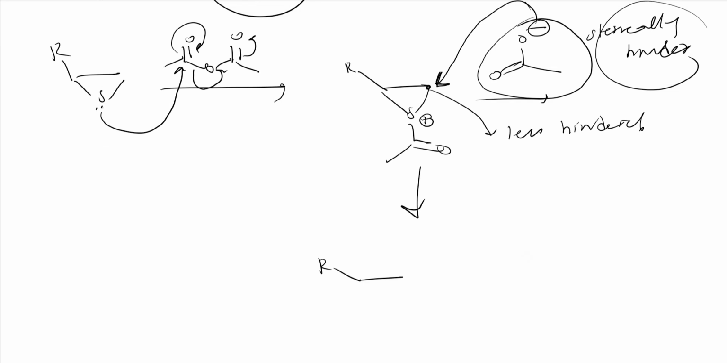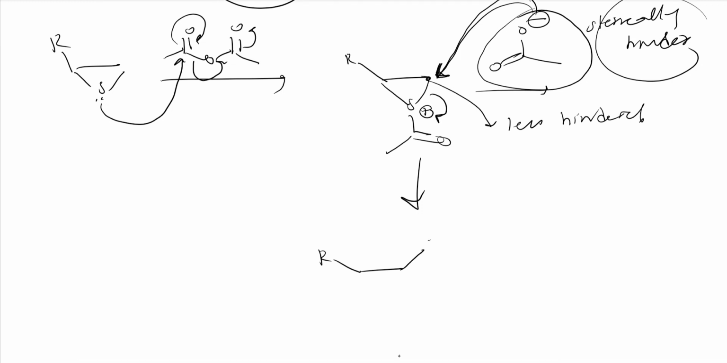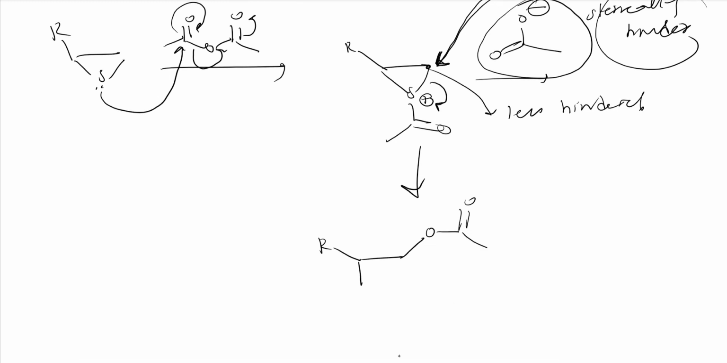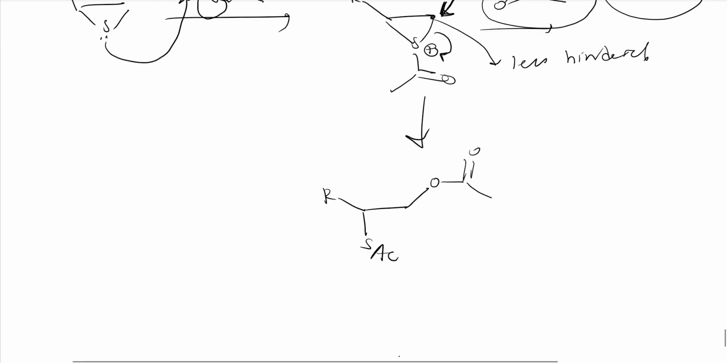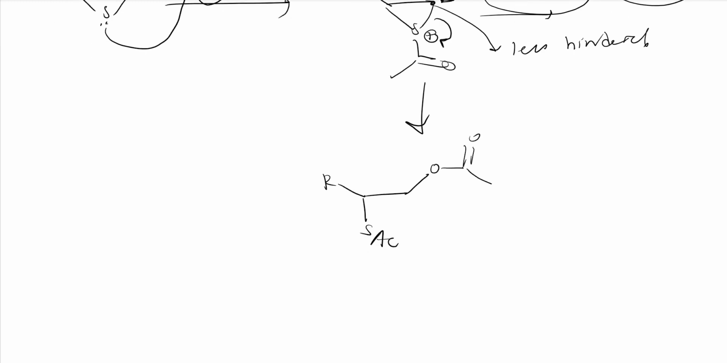So what happened, as it attacks here, this bond comes on sulfur and sulfur becomes neutral. So here I'll get O, CO, CH3, and here sulfur, S, Ac. That I will write Ac instead of writing COCH3. I hope you got it, right? So this is the product. So these are the few electrophilic reactions, right?